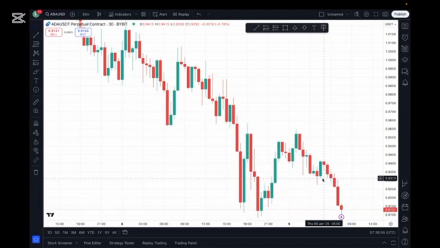This trading strategy I'm about to show you, you can use it whether you're a day trader, you can also use it whether you're a scalper, and you can also use it whether you're a swing trader. So whatever kind of trader you are, you can use this simple trading strategy I'm about to show you.